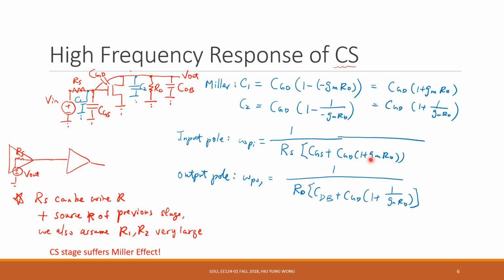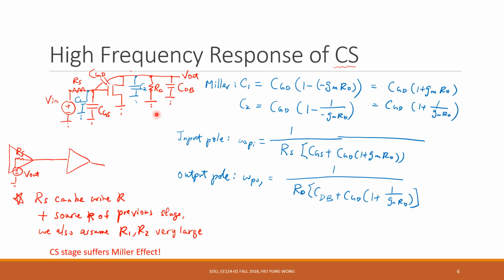So what does it tell us? A very important thing in the common source amplifier is that CGD is amplified by 1 plus gmRD. So effectively, we have a lower pole because we have an effectively larger capacitance at the input.